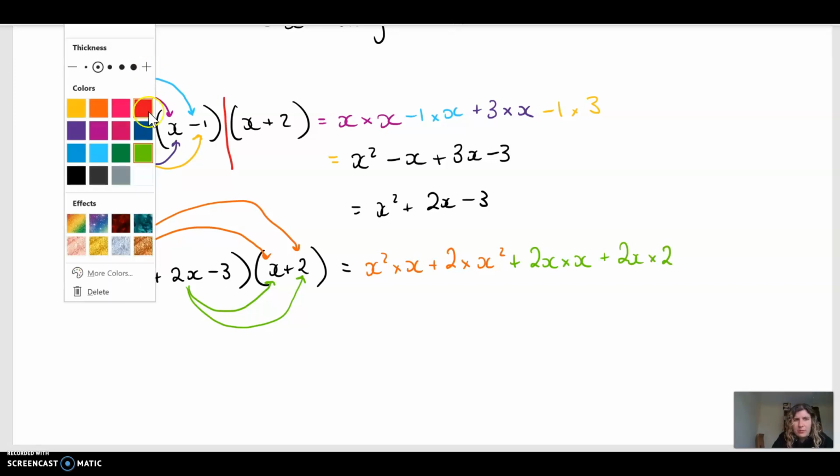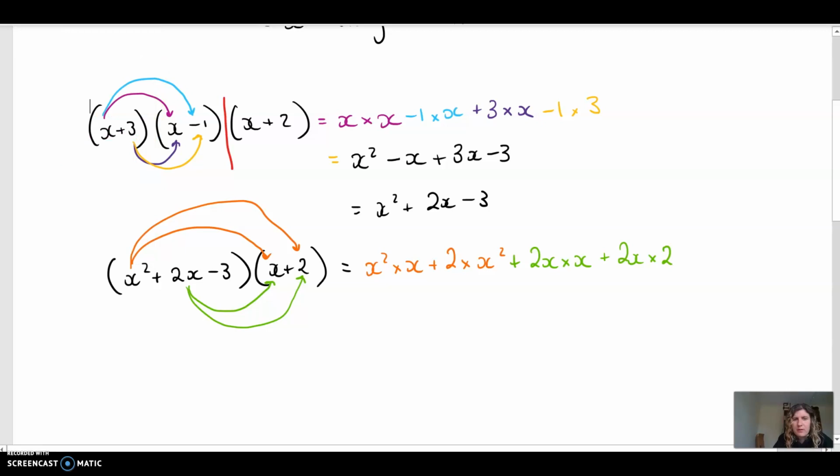And then the last one, I'm going to look at the last term. So then I've got negative 3 times x, and then negative 3 times 2. Okay, so last thing is, you'll notice in this one, we've got 3 terms, there's actually 6 different things that we've got to simplify.